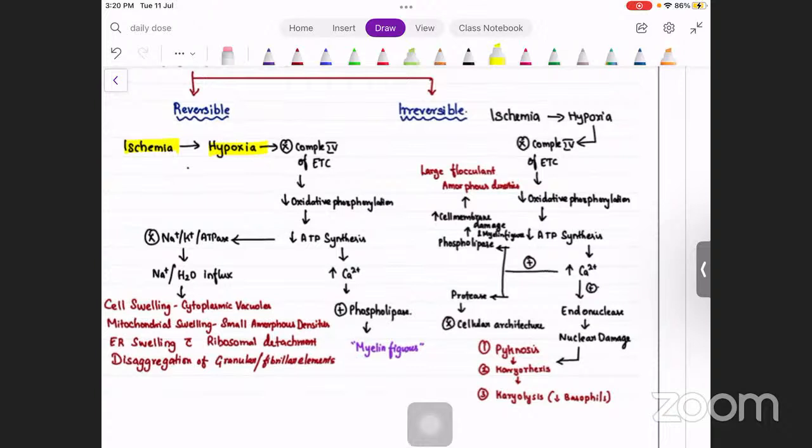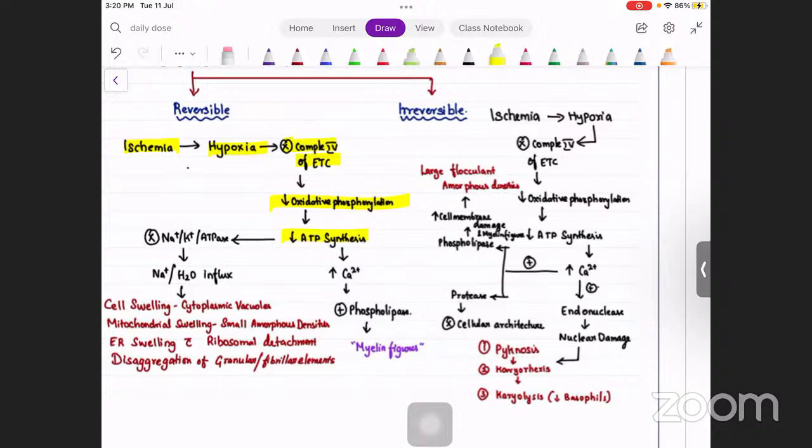Yes or no? Now, lack of oxygen in the cell leads to what? The lack of oxygen could lead to lack of activation of your cytochrome C, which in turn causes failure in the function of complex 4 of the electron transport chain. Whenever complex 4 is not working, there is no oxidative phosphorylation and no ATP synthesis. The net result is absence of ATP synthesis, in both reversible and irreversible injury.